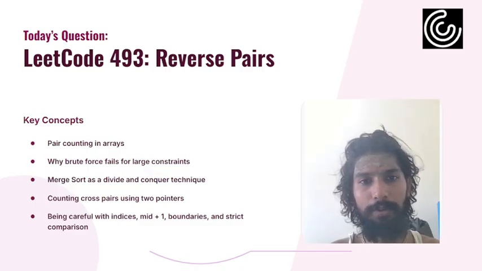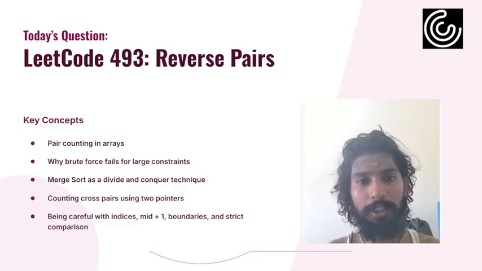First, pair counting in arrays. Second, why brute force fails for large constraints. Third, merge sort as a divide and conquer technique. Fourth, counting cross pairs using 2 pointers, and we have to be careful with indices, mid plus 1, boundaries, and strict comparisons. This problem is also very close to the famous count inversions problem.